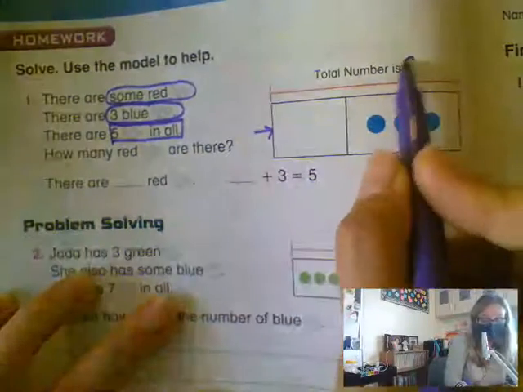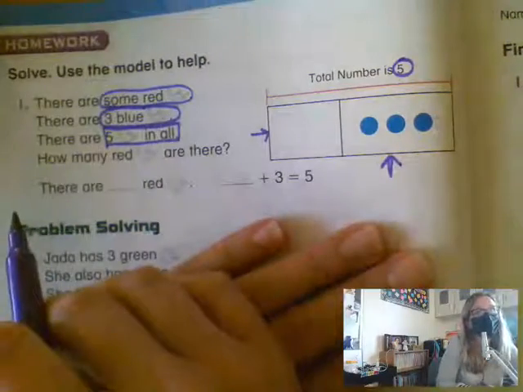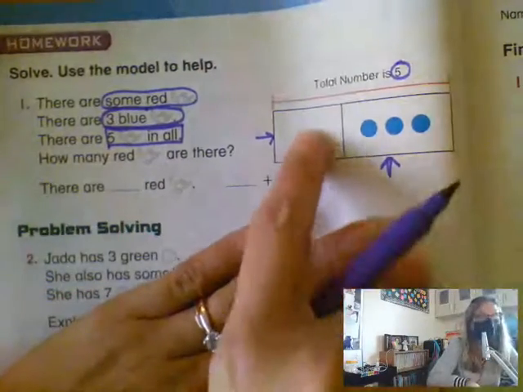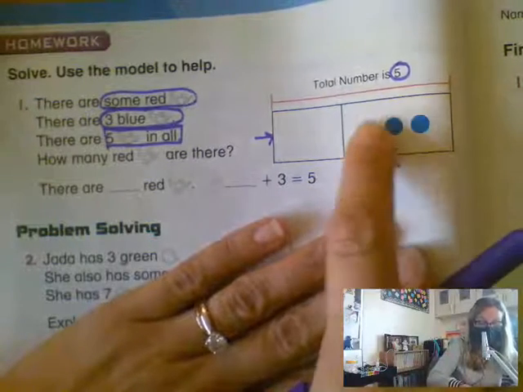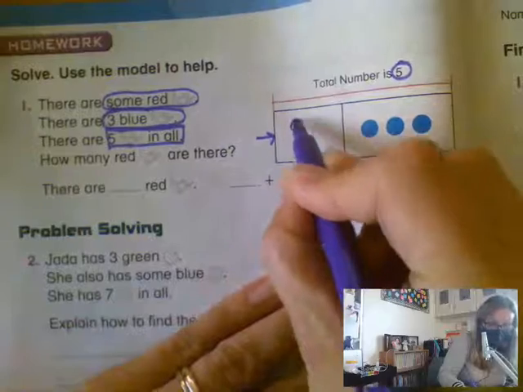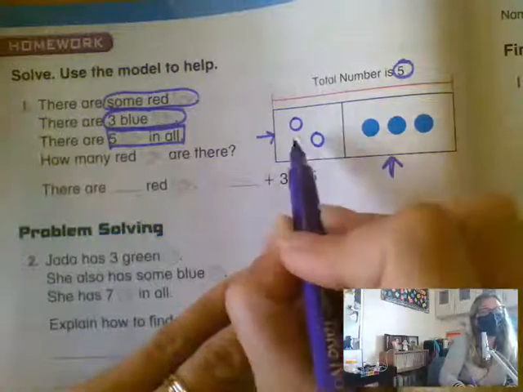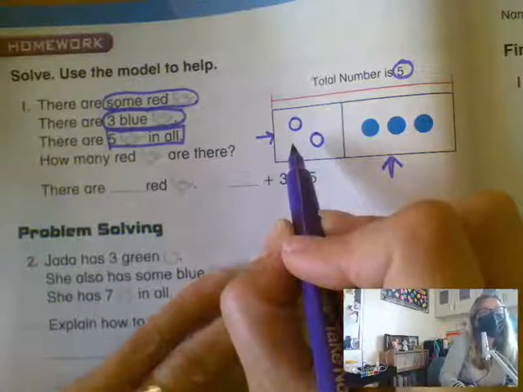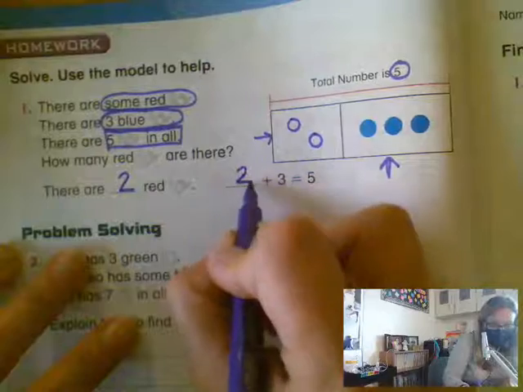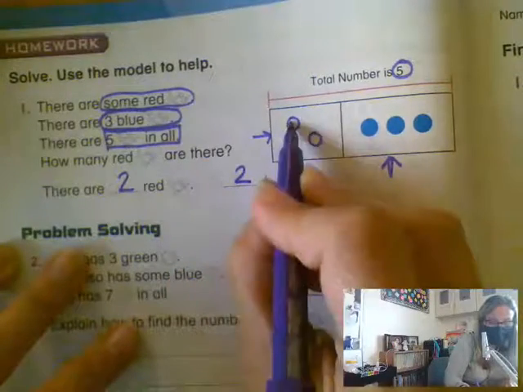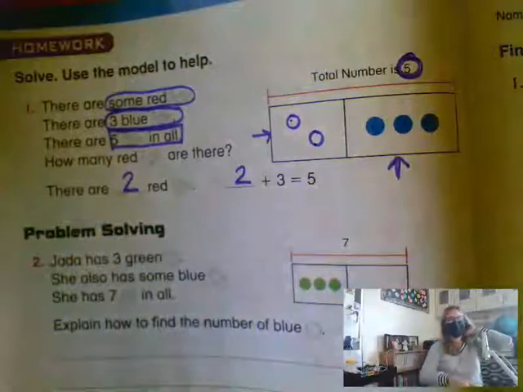So, here's our sum, our 5. So, let's keep drawing until we get to 5. I'm not going to draw 5 in here because I already have 3. So I have 1, 2, 3, 4, 5. Now do I have 5 total? Yes. And how many did I draw? 2. So there are 2 red birds because 2 plus 3 is 5. 1, 2, 3, 4, 5. Okay, I get it. You get it?